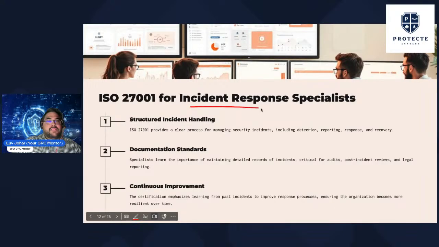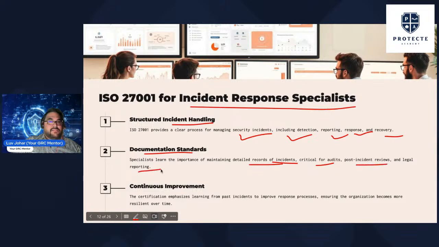Now coming to the incident response specialist. If you are an incident response specialist, you basically have a structured incident handling process. You will understand the different ways to manage security incidents, including detection, reporting, response, recovery, and you'll be able to create documents. You'll learn the importance of maintaining detailed records of incidents and different artifacts related to the incidents, because they are very critical to the audits, for post-incident reviews as well, and for legal reporting as well.